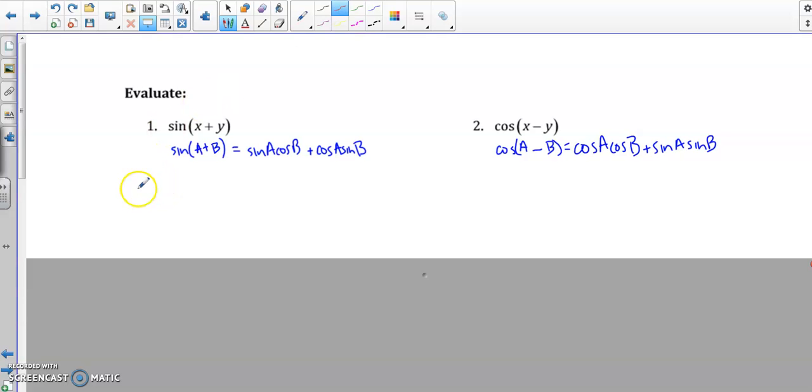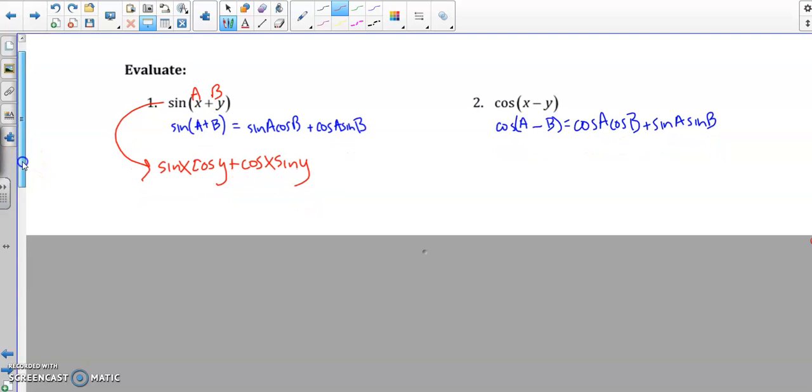So the sine of x plus y becomes sine of a, so we kind of think of this as our a and this is our b. So we have sine of our first angle times the cosine of our second plus the cosine of the first times the sine of the second. So this is equivalent to that. Okay, so if you want to just practice, you can try that number 2 out.